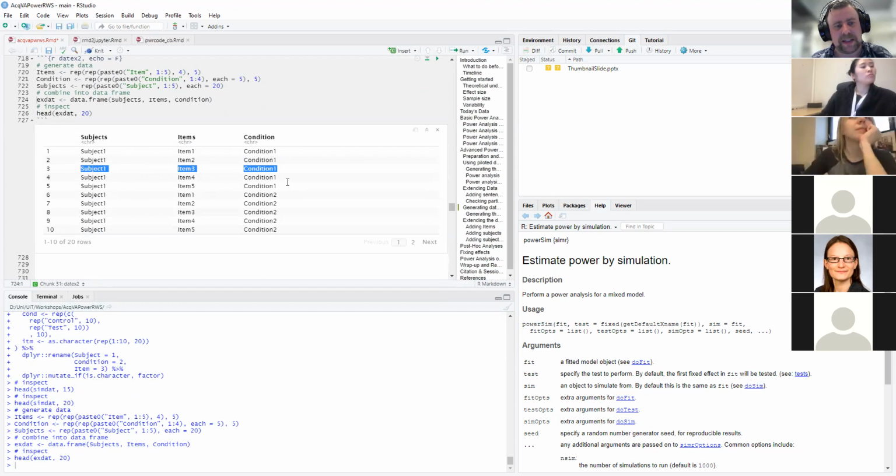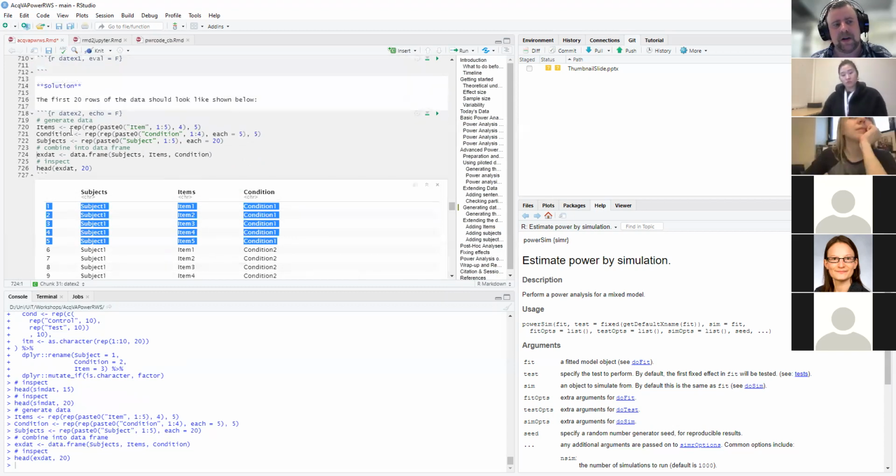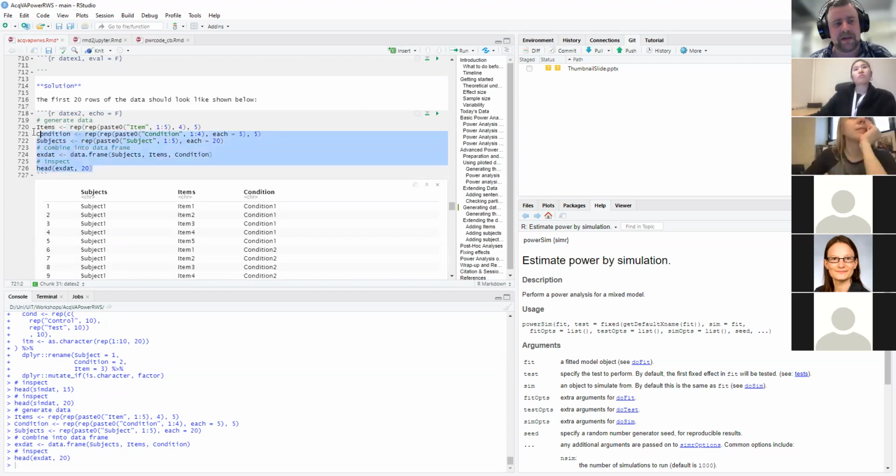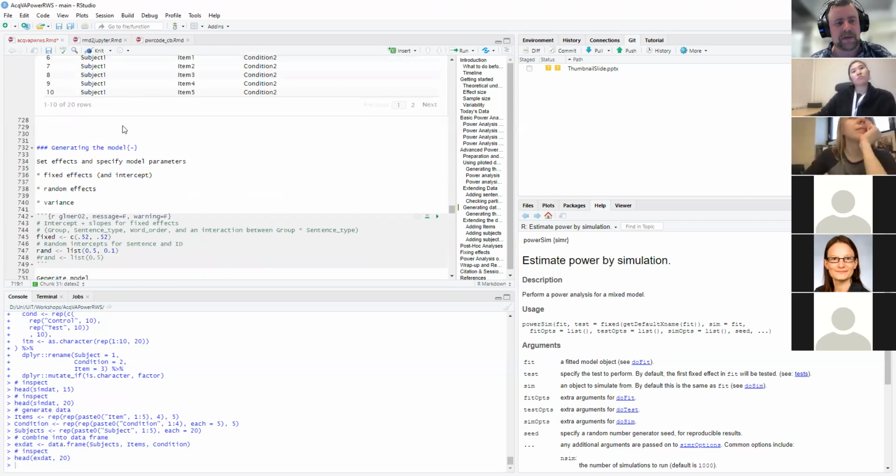And because we only have 5 items, this would be the 5 sentences in condition 1, here of condition 2, and the items in condition 2, right? So when you want to generate data sets like that, it's basically just making sense of rep and how to paste stuff together. I think that is quite useful to play around with. But if you're more comfortable doing that in Excel, that's also perfectly fine. It's just that I try to work within R as much as possible.